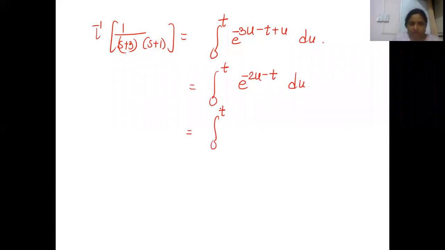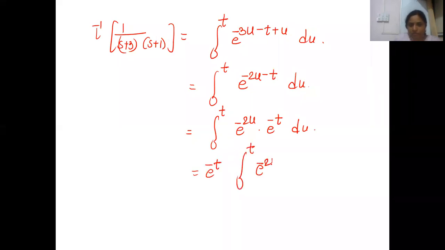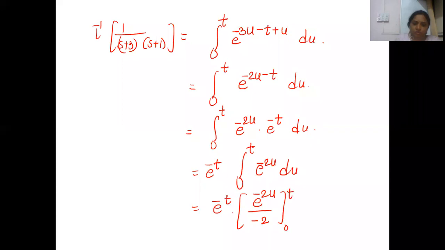Or simply, the t term you can take out. So it is e raised to minus 2u into e raised to minus t. No need to take that in the u term. So here it is constant. The whole term is constant and will come out, the t term. And it is only the integration of e raised to minus 2u. So what is the integration of that? e raised to minus 2u, only one term, e raised to minus 2u upon minus 2, from 0 to t.